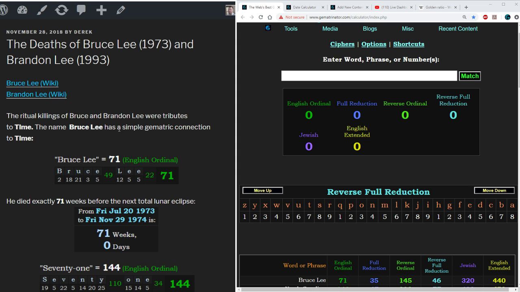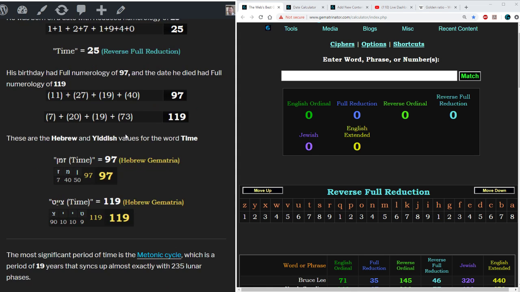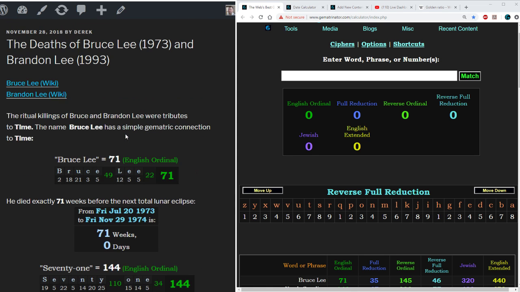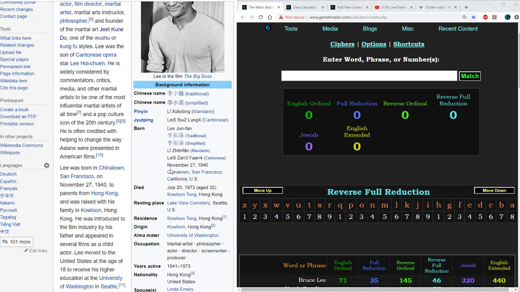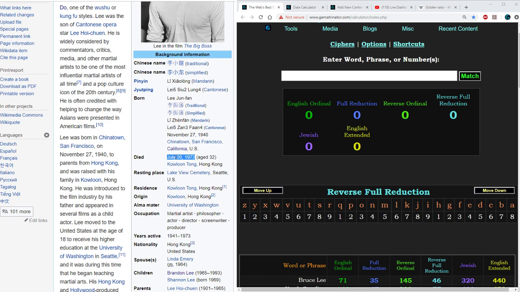Now, this ritual is related to time, and specifically the Metonic cycle, which has to do with the moon. This ritual was also related to the moon landing, which was in 1969. In fact, Bruce Lee died on the date July 20th, 1973. July 20th might seem like a familiar date to some of you, especially if you're on the older side of my audience. That's because in 1969, July 20th was the date of the moon landing.